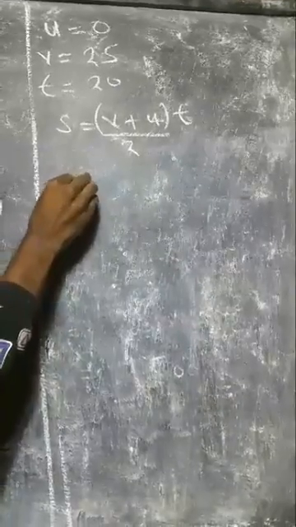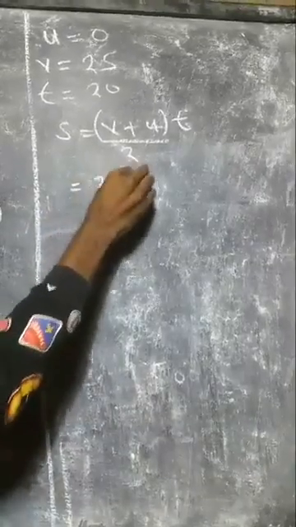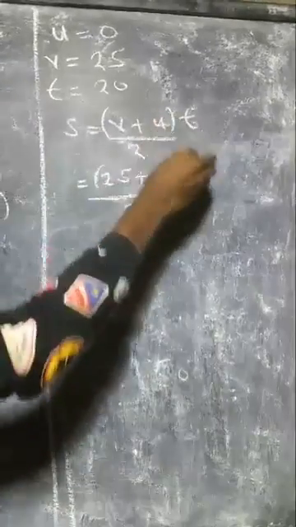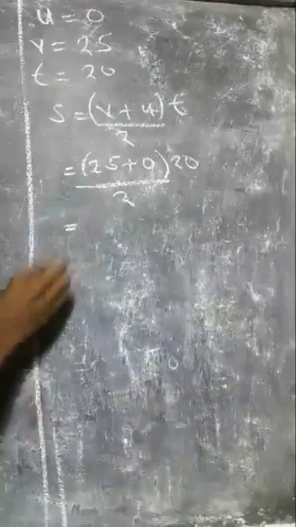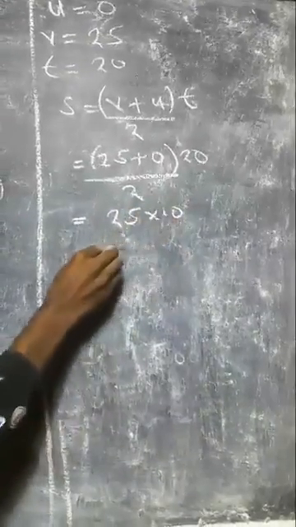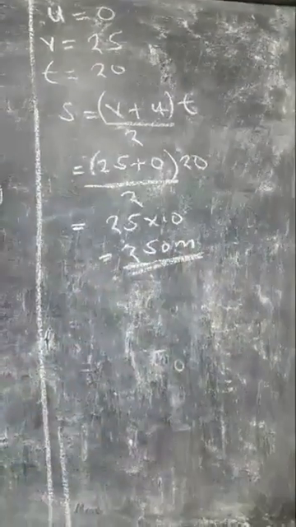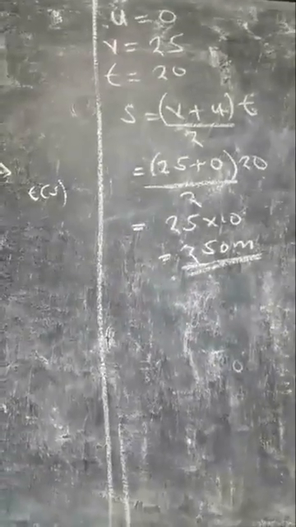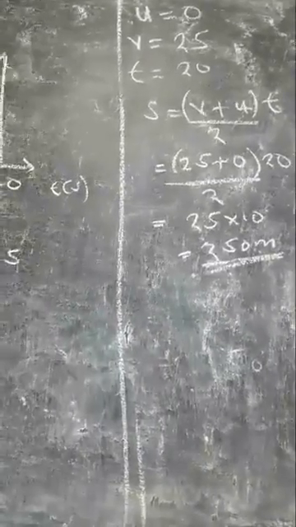Therefore, what do we have? V is 25, so 25 plus 0 divided by 2. Time, of course, is 20. So it's 2 into 20, that's 10. So it's 25 by 10 again, which is also 250 meters. That's the second method, method 2. So in method 2 we've used the formula, and in method 1 we've used area under the graph.